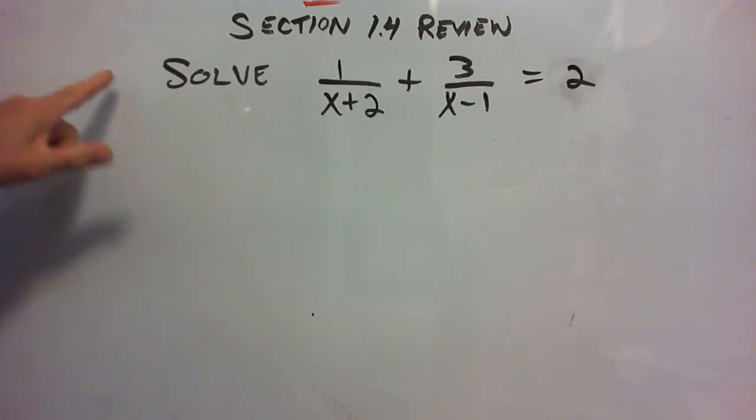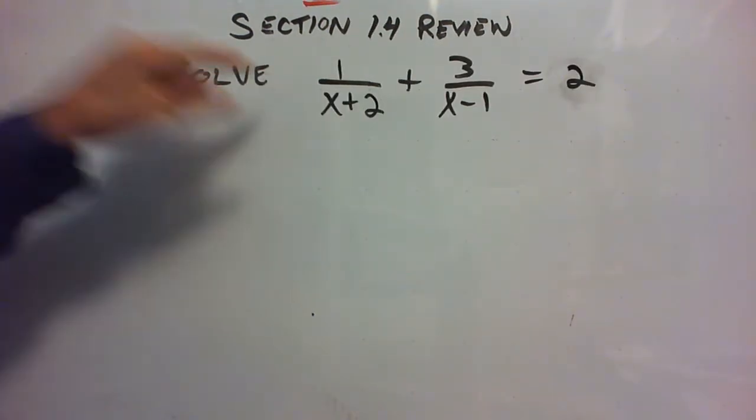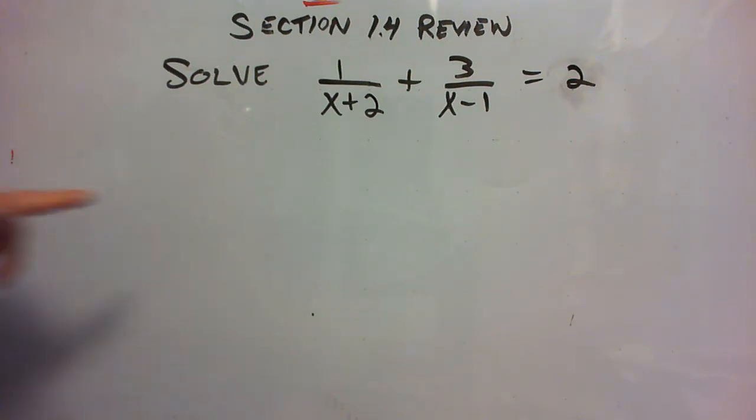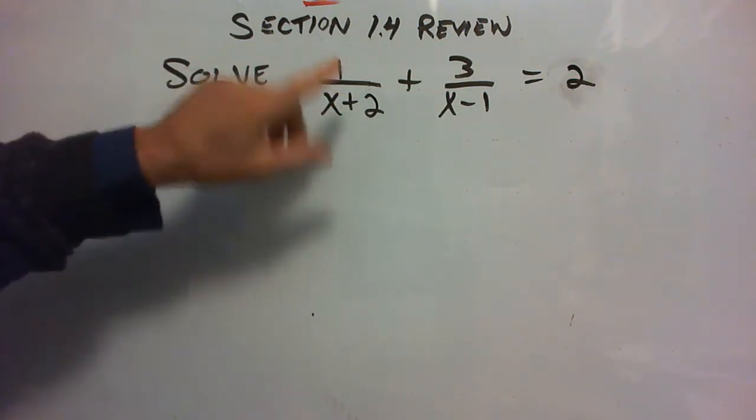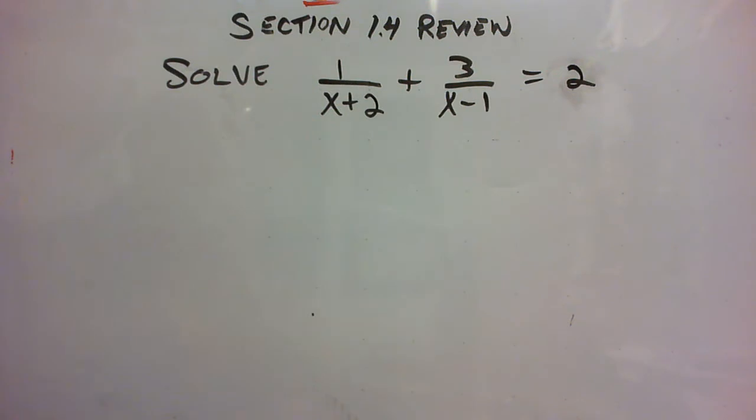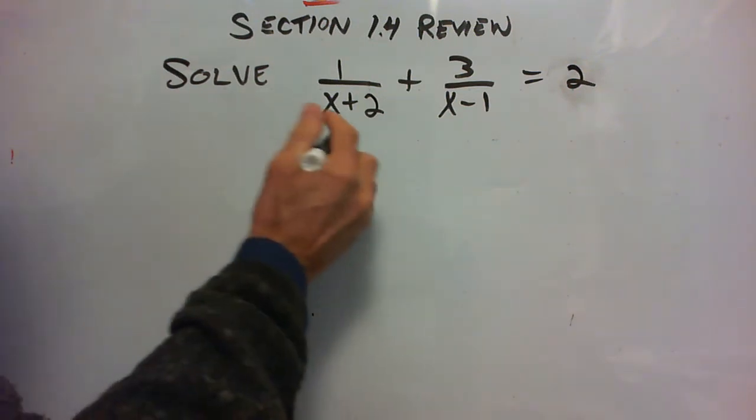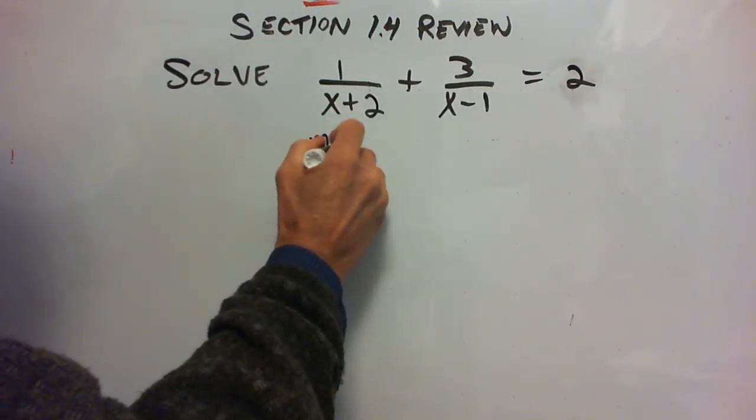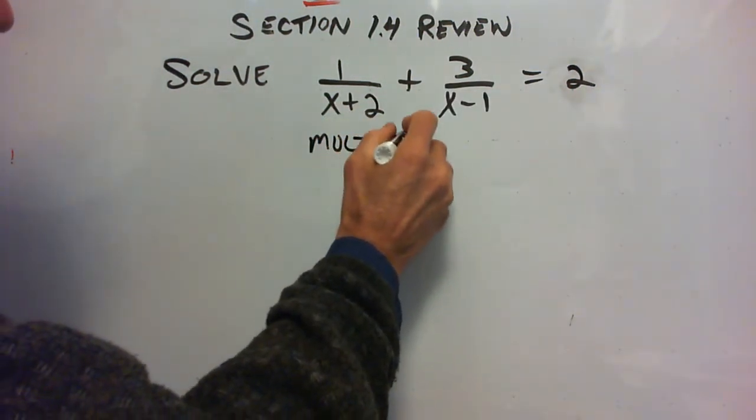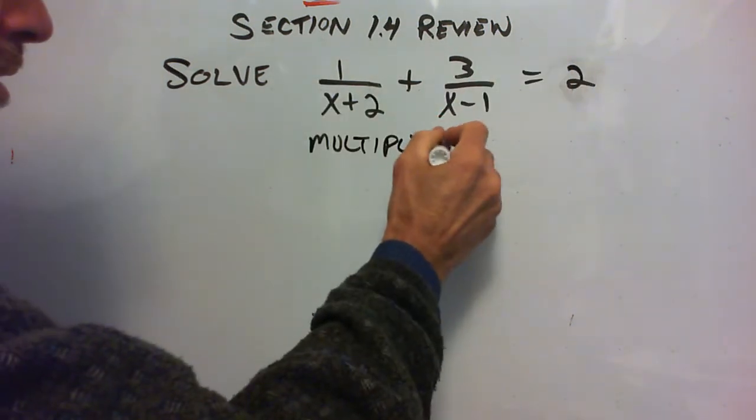Okay, the next type of equation we're going to look at are the rational expression equations. So here we have these algebraic fractions in an equation with x's in the denominator. We don't want those x's in the denominator. So the way to get rid of them is to multiply both sides by the least common denominator.